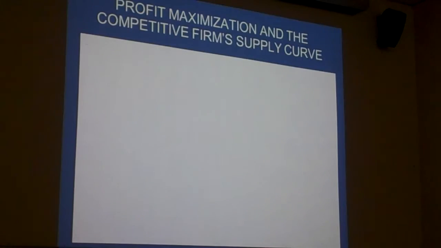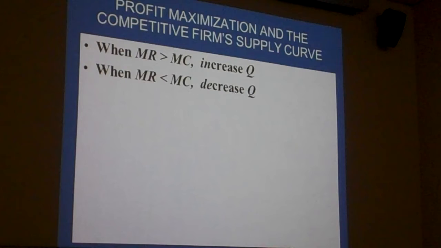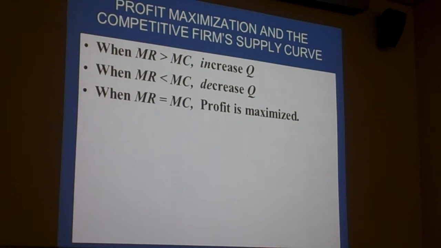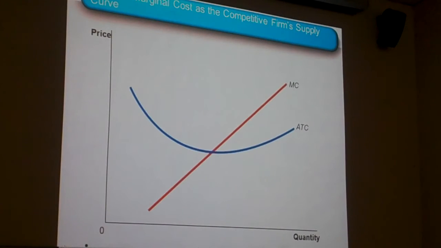Okay, so when marginal revenue is greater than marginal cost, you should increase your output. When it's less than marginal cost, decrease it. When it's equal, then you're maximizing your Q.